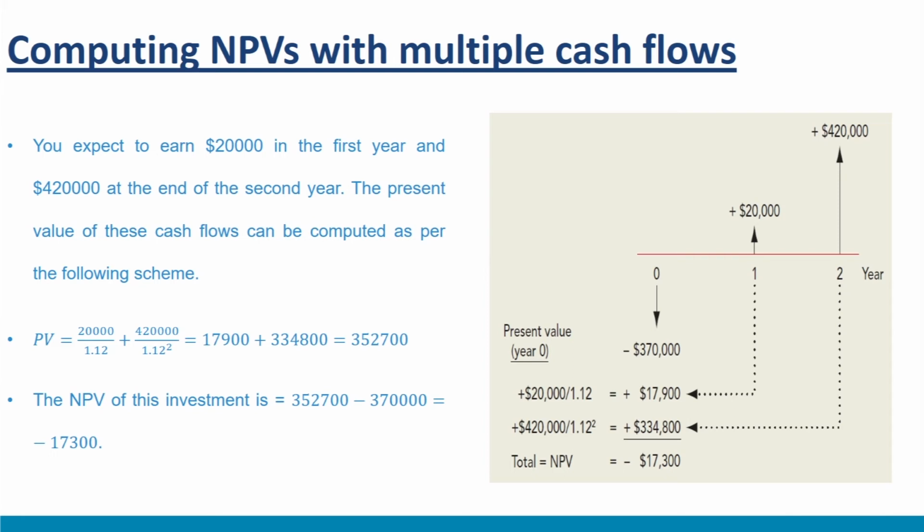You expect to earn $20,000 in the first year and $420,000 at the end of the second year. The present value of these cash flows can be computed as per the following scheme. Present value equals 20,000 divided by 1.12 plus 420,000 divided by 1.12 raised to the power 2, equal to $352,700. The net present value of this investment is $352,700 minus $370,000, equal to negative $17,300.